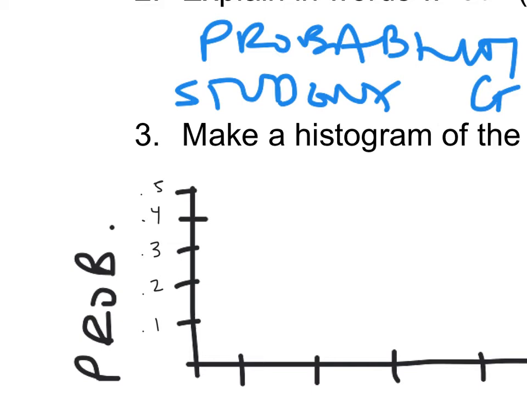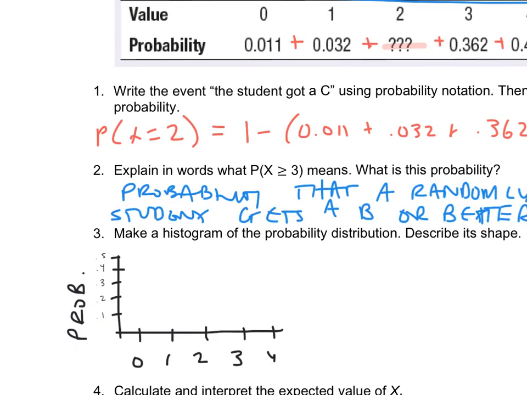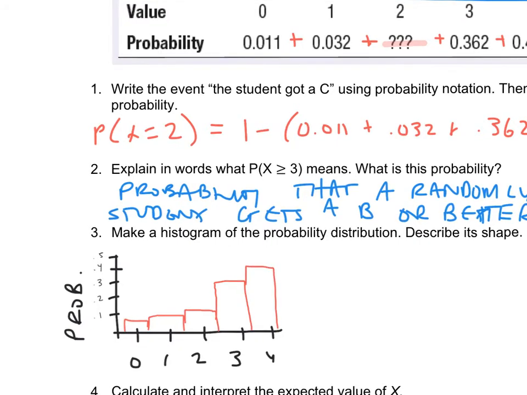So that when I draw my bars, if my 0 was 0.011, it's going to be pretty low here. And this one is 0.032, a little bit higher. For a 2, that was what I calculated, 0.138, so a little bit higher than 1. For my 3, I had 0.362, so let's go up here, and this is 0.457, so it's up here.